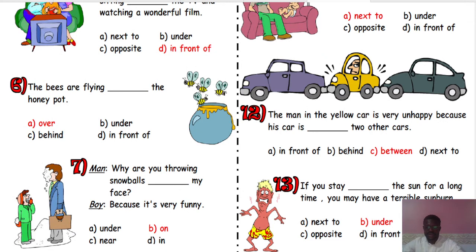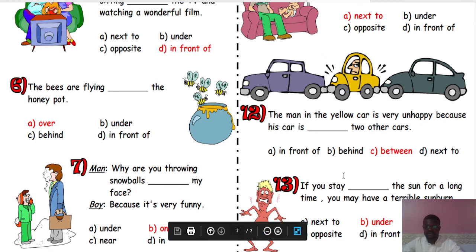Number 13 says, if you stay under the sun for a long time, you may have a terrible sunburn.